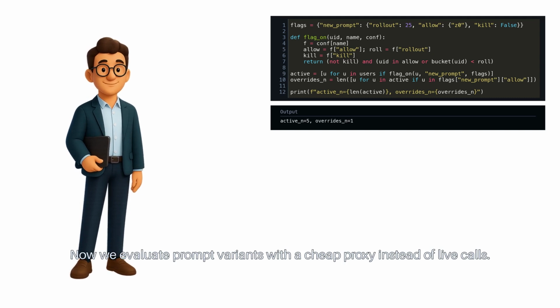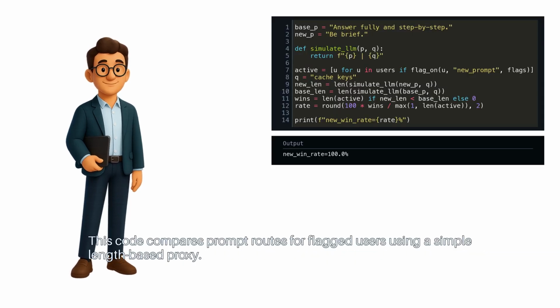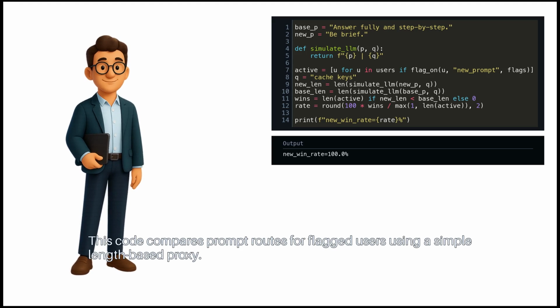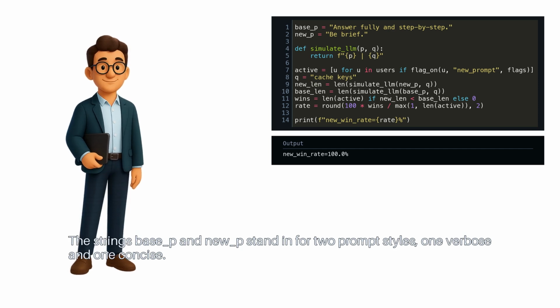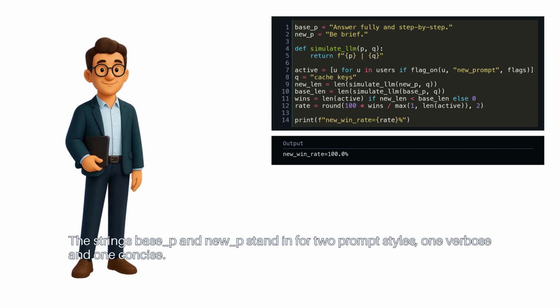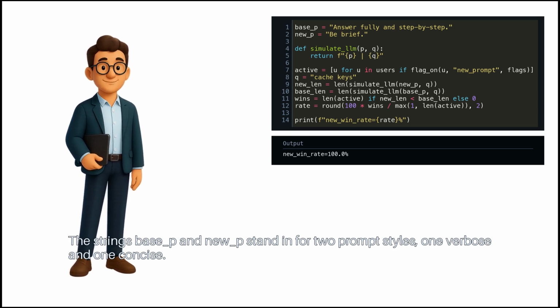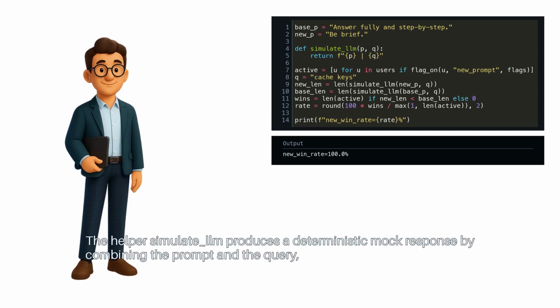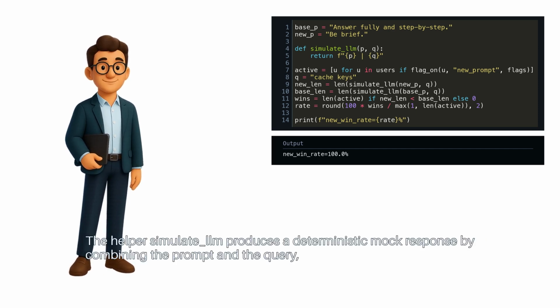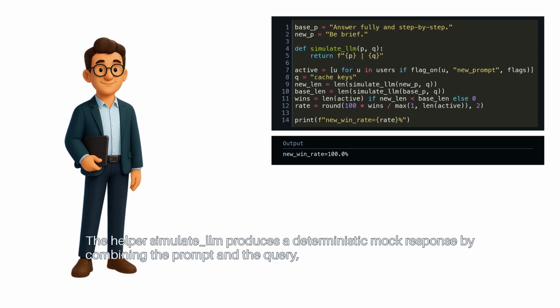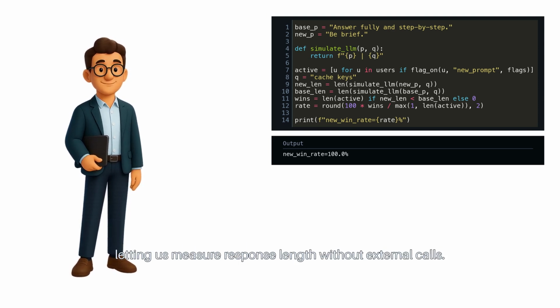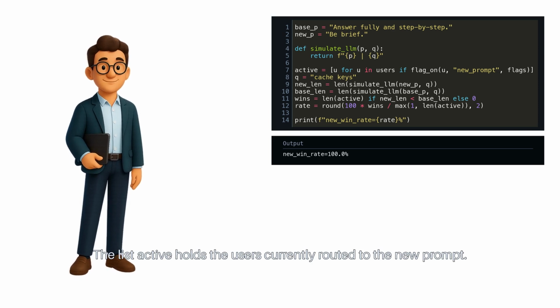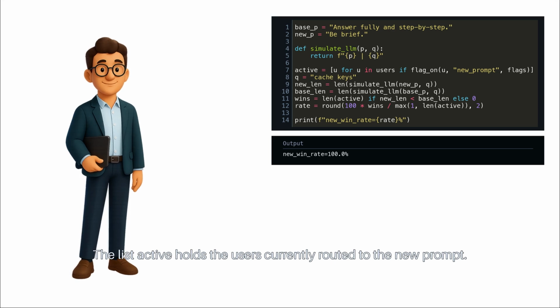Now we evaluate prompt variants with a cheap proxy instead of live calls. This code compares prompt routes for flagged users using a simple length-based proxy. The strings base_p and new_p stand in for two prompt styles, one verbose and one concise. The helper simulate_llm produces a deterministic mock response by combining the prompt and the query, letting us measure response length without external calls. The list active holds the users currently routed to the new prompt.